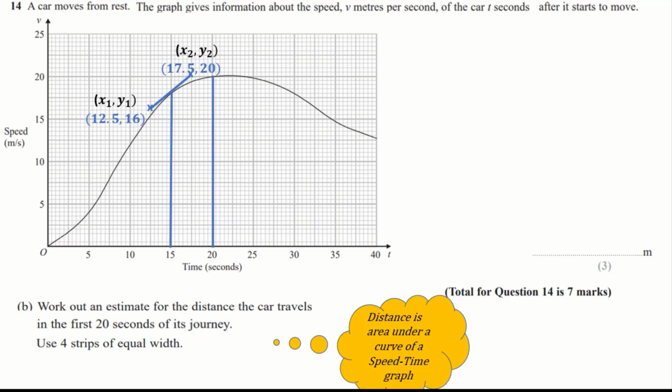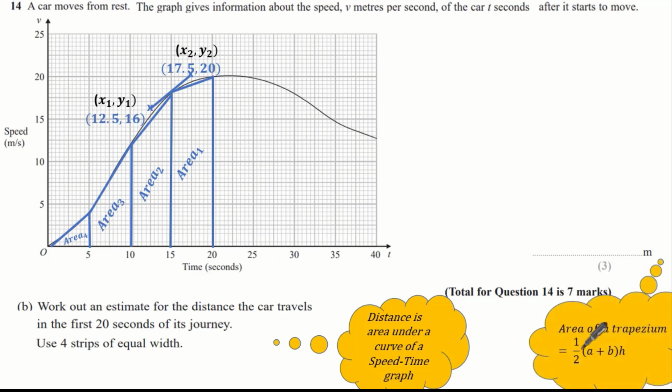You can see here are our 4 equal strips. And now I'm going to create some simple polygons so I can work out the area. What you might notice is I have 3 trapeziums and a triangle. So remember the formula for the area of a trapezium. It's a half times a plus b times our height, where the a and the b are our parallel lengths, and the height is always perpendicular to the base.